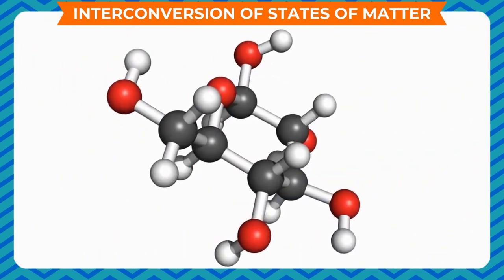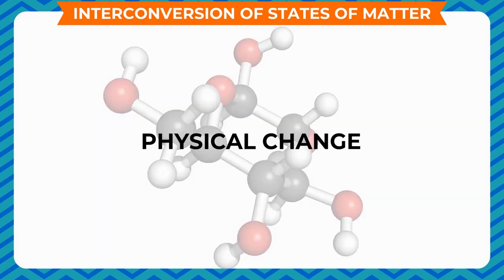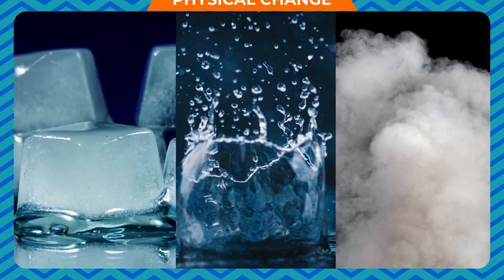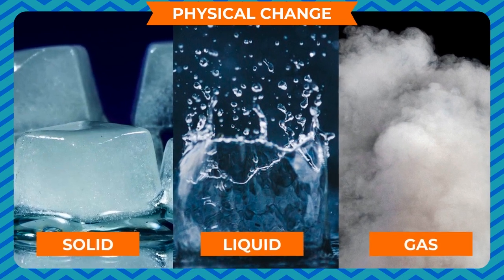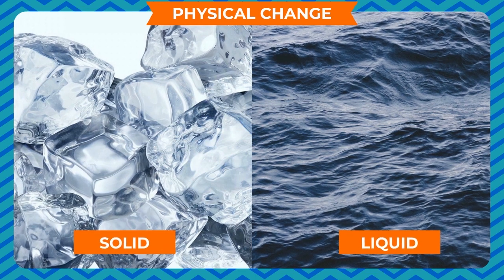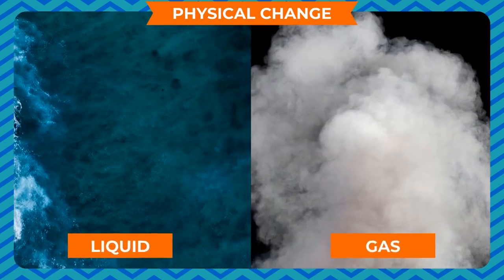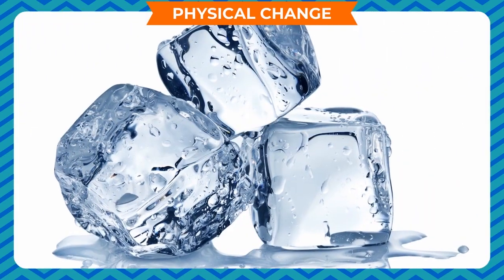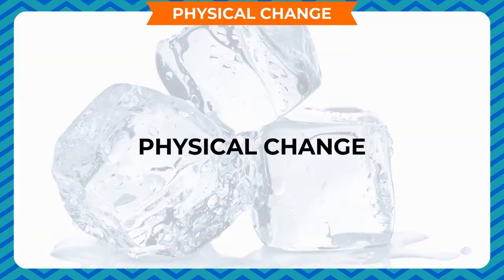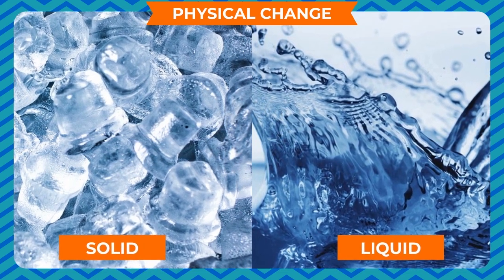These changes are categorized into two types: physical change and chemical change. Physical change. In these interconversions of states of matter, there is only a change in state without forming a new substance from the matter. This conversion is termed as physical change. It is of reversible nature. It is a temporary change.